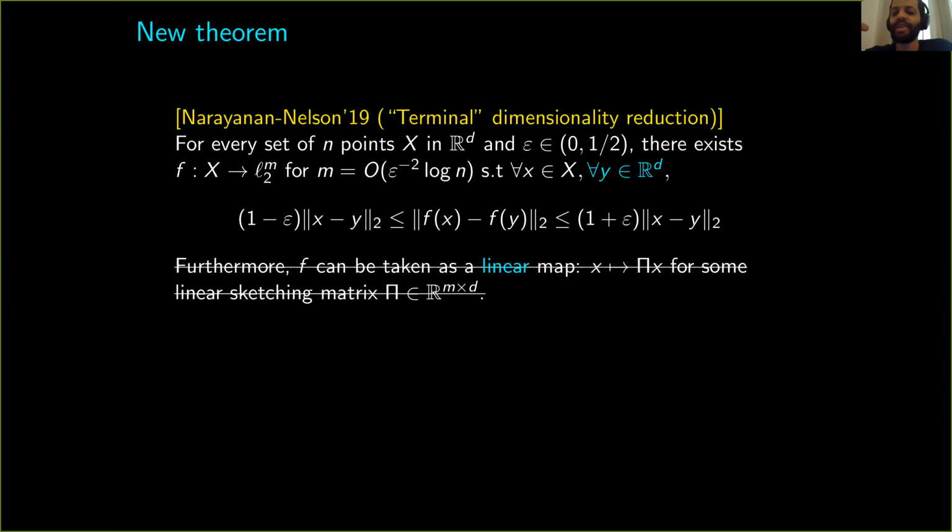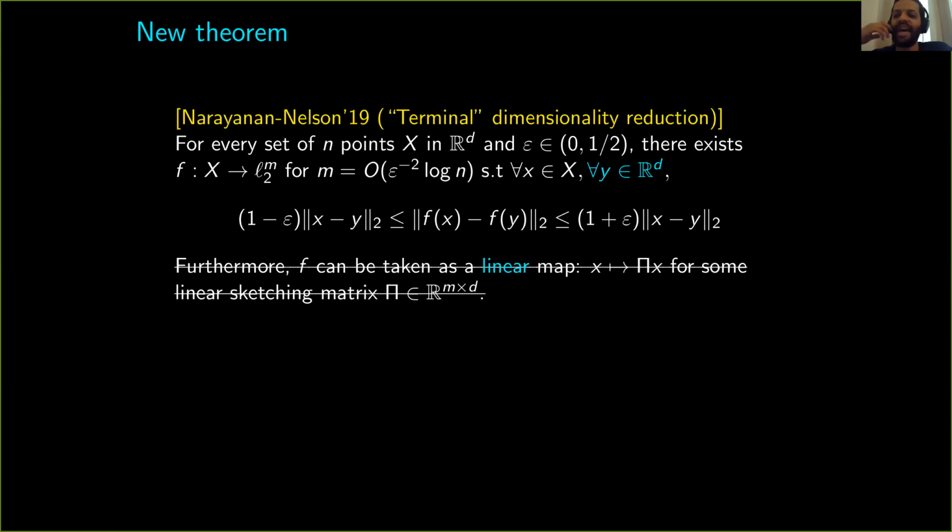Terminal dimensionality reduction preserves distances not only within the point set, but also from vectors in the point set to the rest of space. So for all x in the point set, for all y arbitrary, in all of Euclid, in all of d-dimensional space, the distance from x to y is approximately preserved. Okay, now, such an f cannot be a linear map.